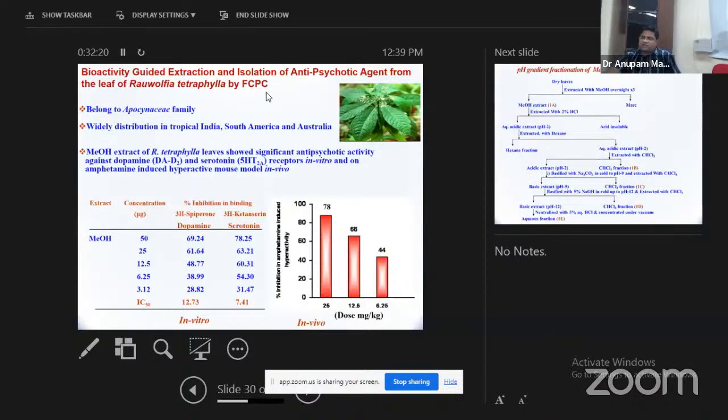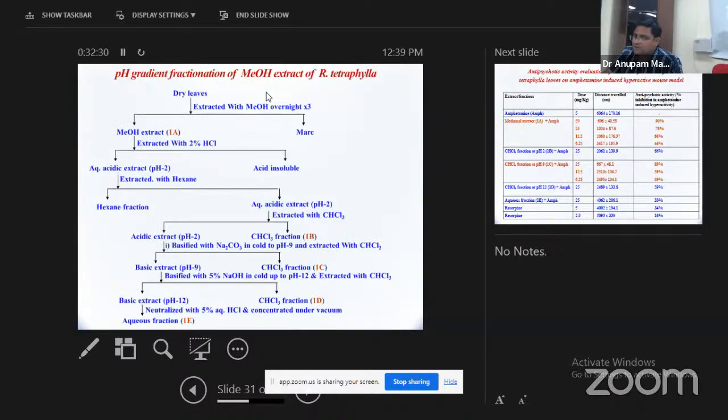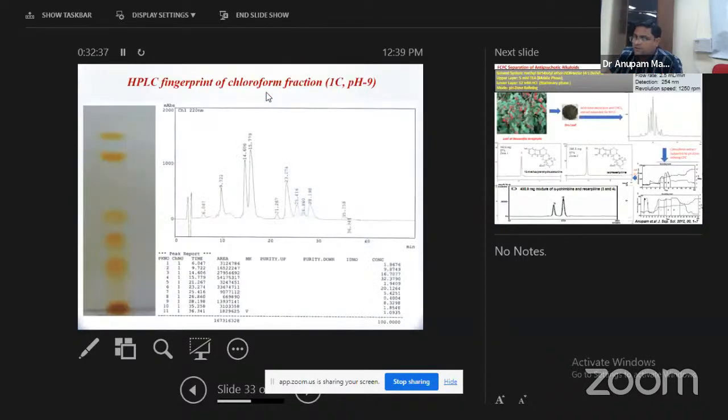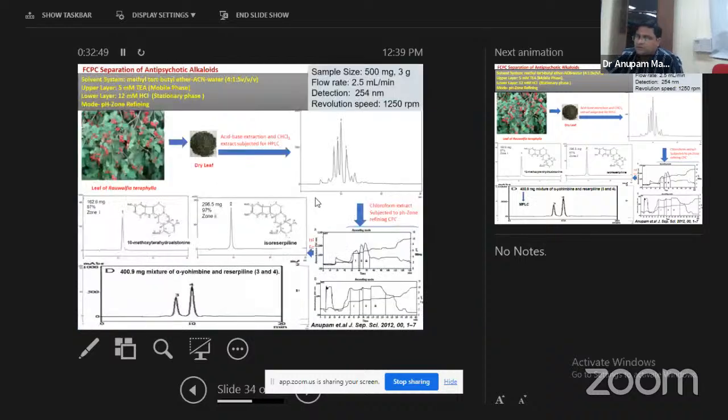So this is another example: bioactivity guided extraction and isolation of an antipsychotic agent from the leaf of Rauwolfia tetraphylla by FCPC. Same things. First, we have to carry out the extraction and fractionation, and we also tested the activity of this plant material. And you can see the mixture of alkaloids, 1, 2, 3, 4, 5. There are 5 alkaloids you can see in the TLC plate, and the same you can see in the HPLC chromatogram also. We applied this material to FCPC. This is the mixture of 5 alkaloids.